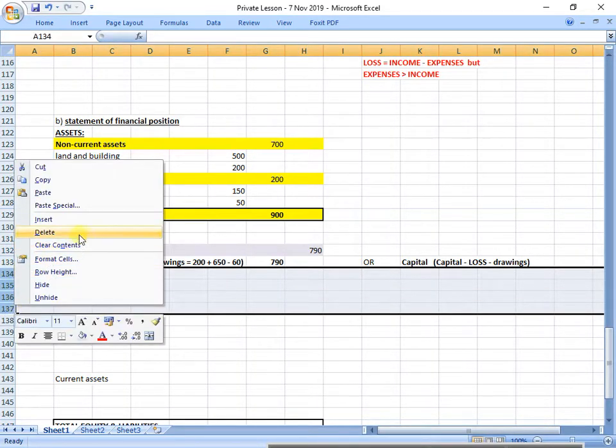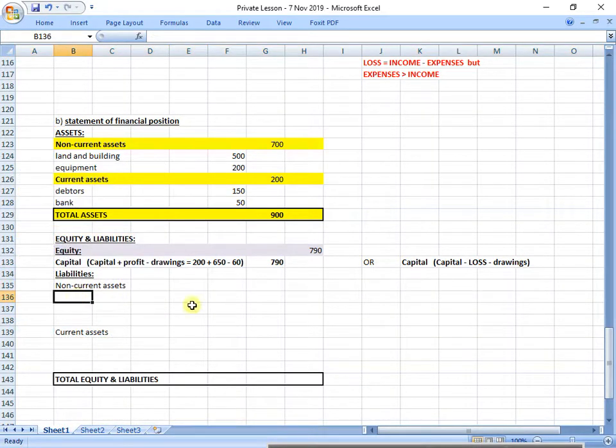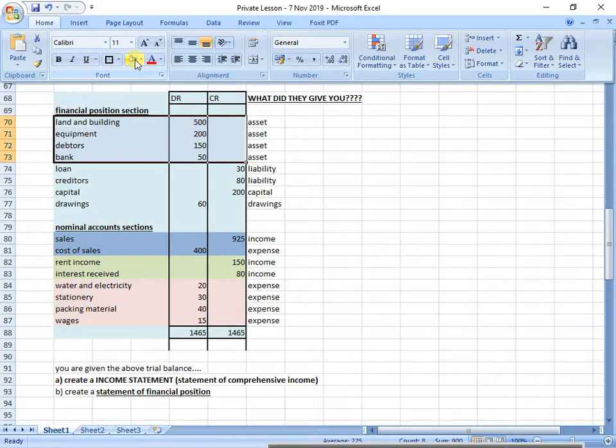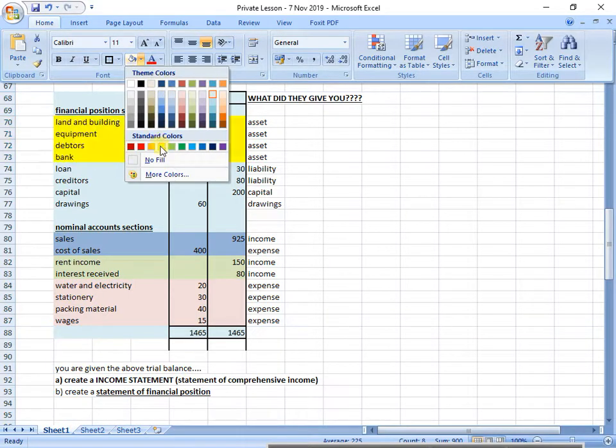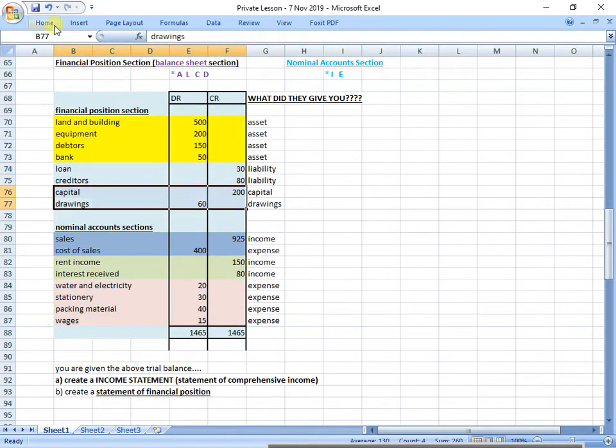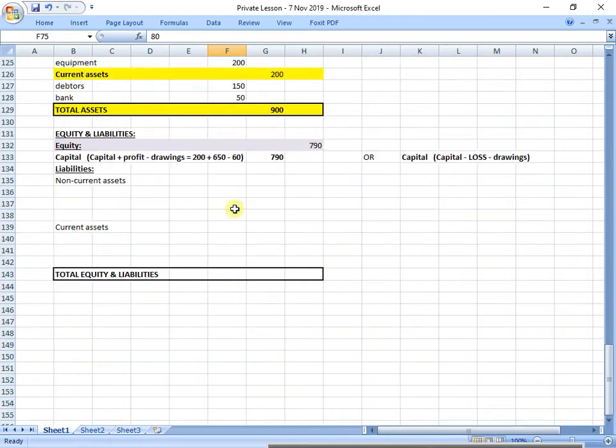Okay, now I need to work out my liabilities. The section covering liabilities. Non-current and current. Let's go back to the top. Okay, I've looked at all of these. These ones I need to look at. Loan, creditors, capital and drawings I've looked at as well. Okay, the last two, loans and creditors. Loan, 30, creditors, 80. The loan we can assume is long term. The creditors is always short term.